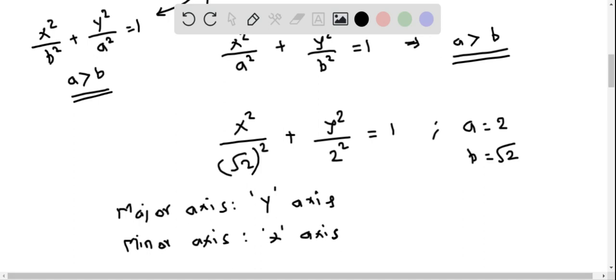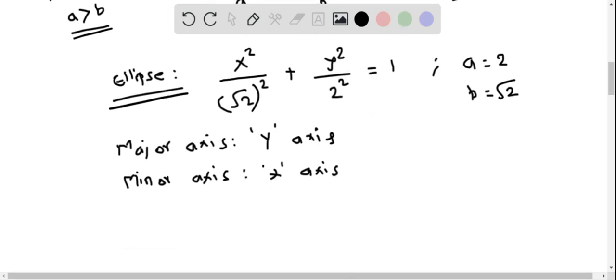And so we can find the coordinates of the major axis as well as the coordinates of the minor axis, which are the vertices and the co-vertices. So first we write down that this equation basically represents an ellipse. We now write the vertices, and since the major axis is along the y-axis, this equals 0, 2 and also 0, minus 2.